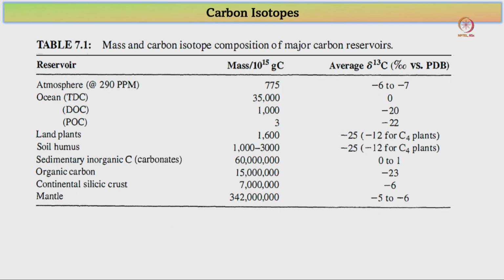Okay. So, this is a table that shows the reservoir, the mass, okay, and also the delta 13C composition. Okay. So, here you can see there is atmosphere, there is ocean, there is land plants, there are soil humus, sedimentary inorganic carbonates, organic carbon. In the silicic crust, how much carbon is there? In the mantle, how much carbon is there? And everywhere you can see how the isotope compositions are changing. Okay. You can see how the isotope compositions are varying.